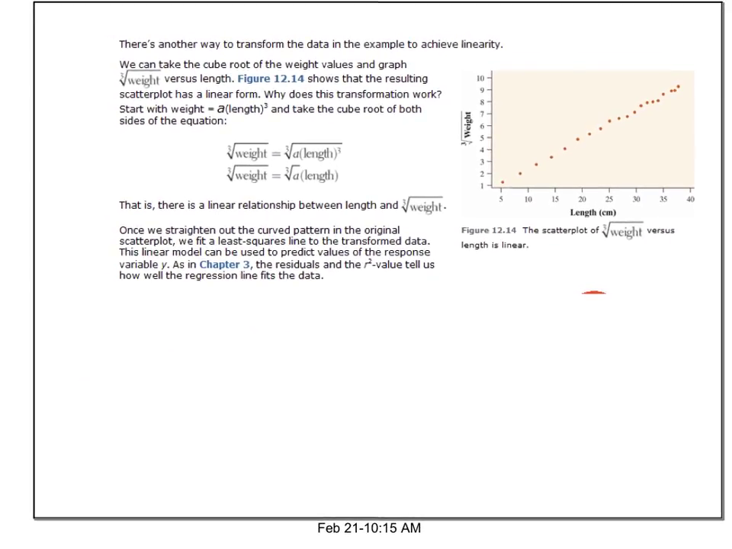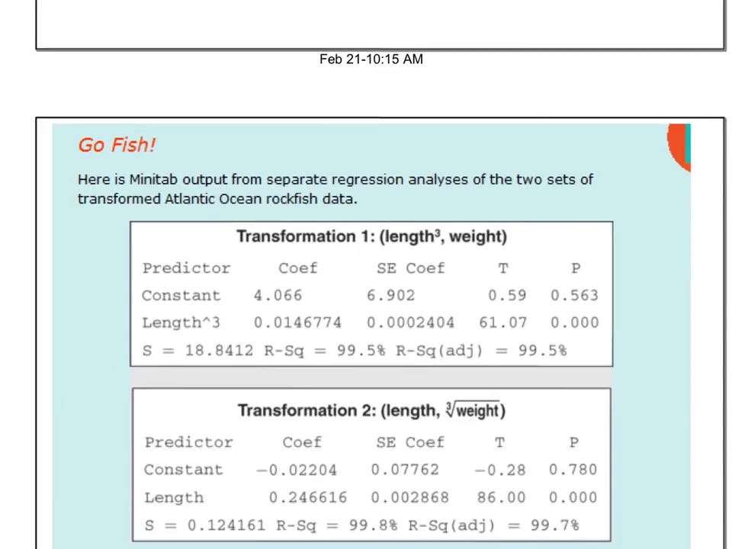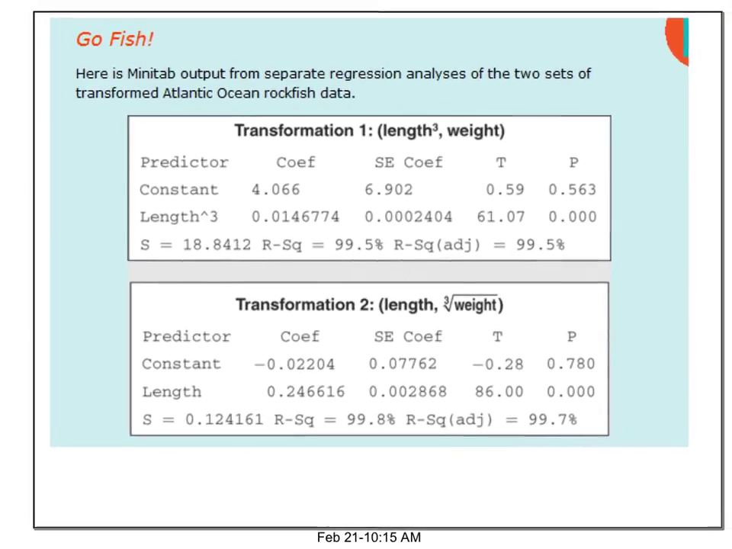How about another option? What could we do? Take x and compare that to the cube root of the weight. That's the transformation, and once again, that data looks pretty linear. That could be a model that we work with as well. Well, let's get some Minitab output and compare the two.